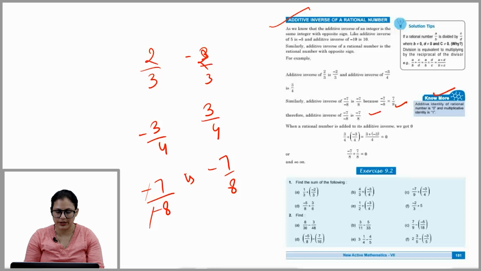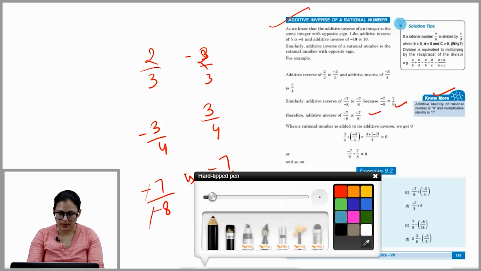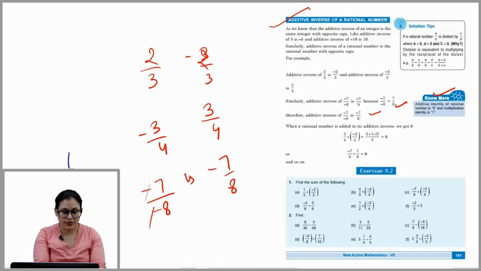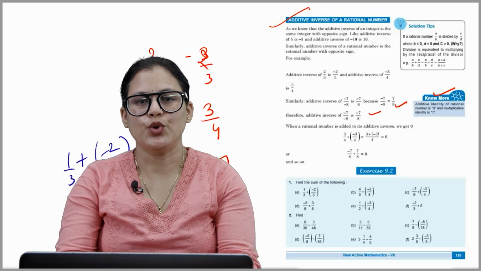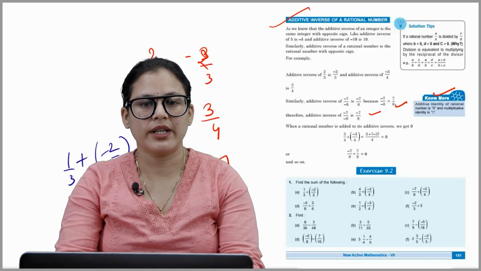Always remember that. Now you have to find the sum of the following: 1 by 3 plus minus 2 by 3. Denominator same, no need to find LCM. So 1 minus 2 is minus 1 by 3, that is the answer, okay students? Now you will practice the remaining questions.